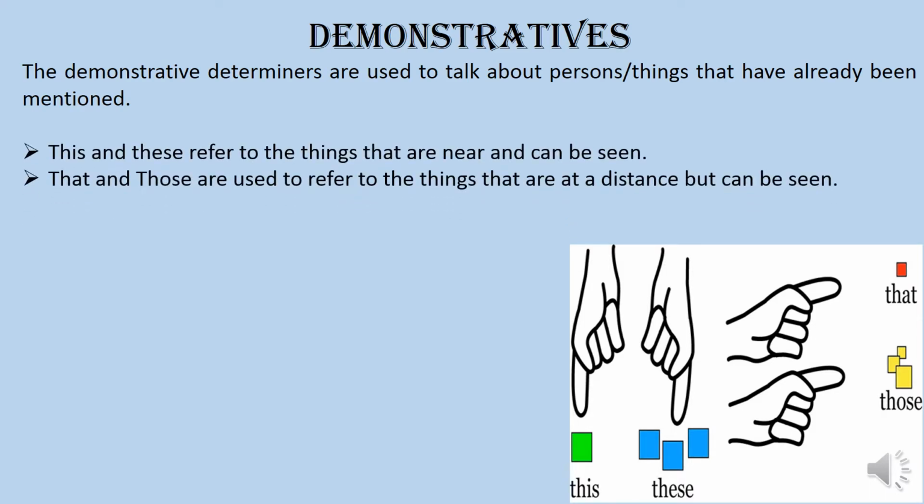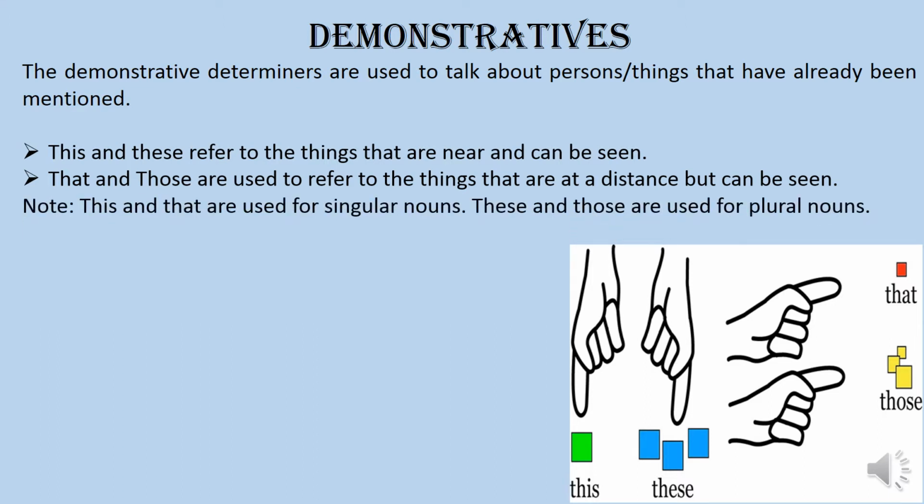So let's look into the definition here. The demonstrative determiners are used to talk about persons or things that have already been mentioned. This and these refer to the things that are near and can be seen. That and those are used to refer to the things that are at a distance but can be seen. If you just look at these images, you will be able to identify it easily. The point to be noted here is this and that are used for singular nouns. These and those are used for plural nouns.